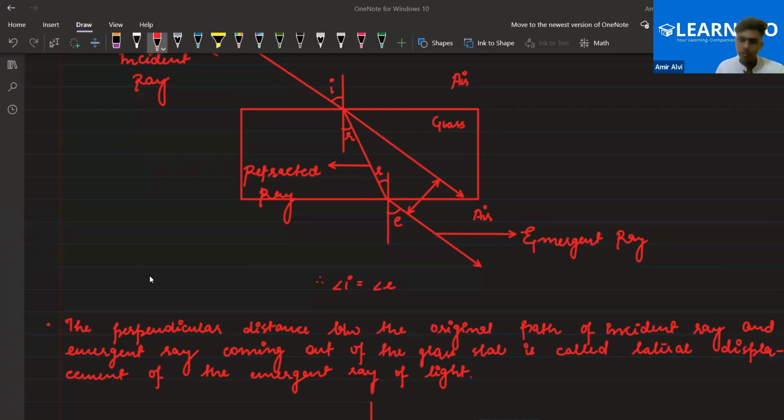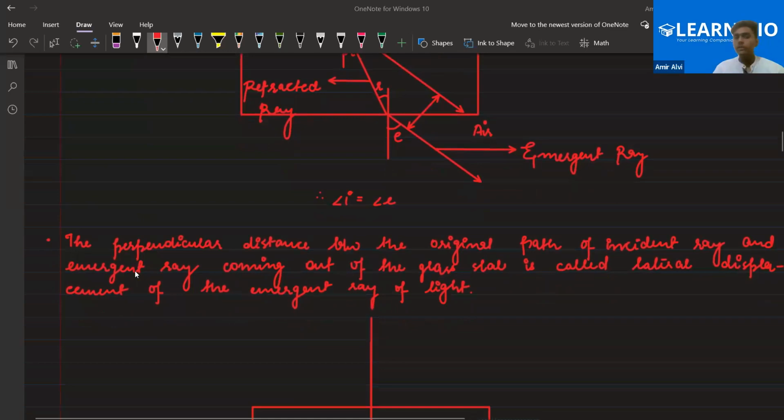That's great. Now let's discuss it. So this is the definition: the perpendicular distance between the original path of the incident ray and the emergent ray coming out of the glass slab is called the lateral displacement of the emergent ray of light. All clear?